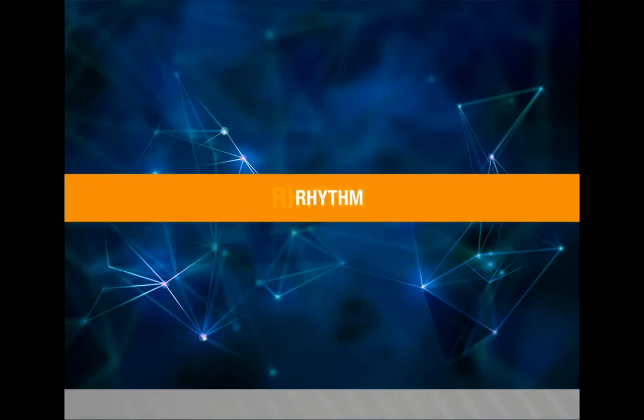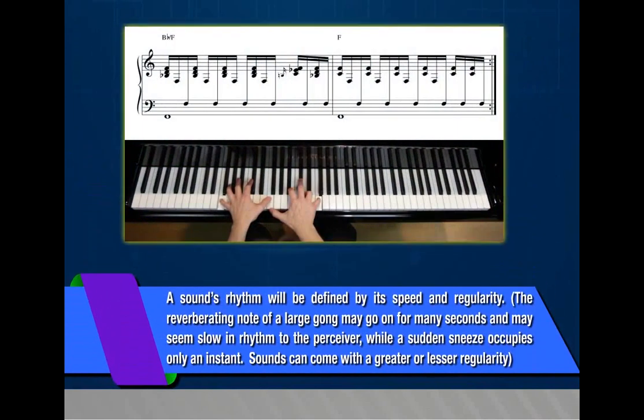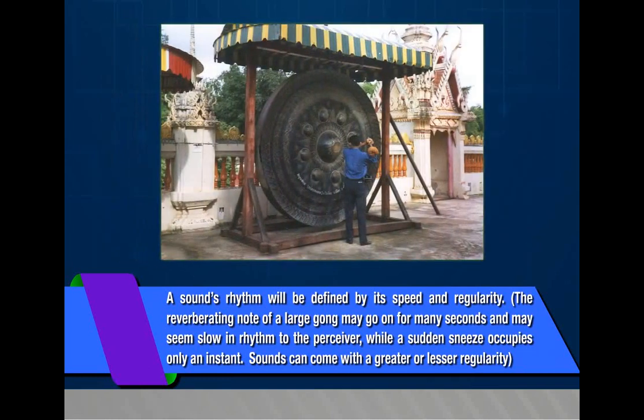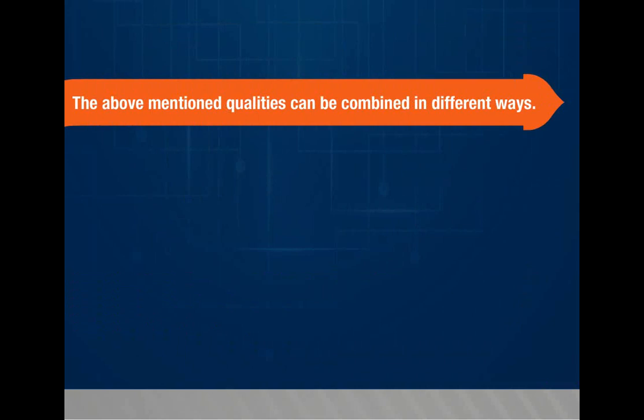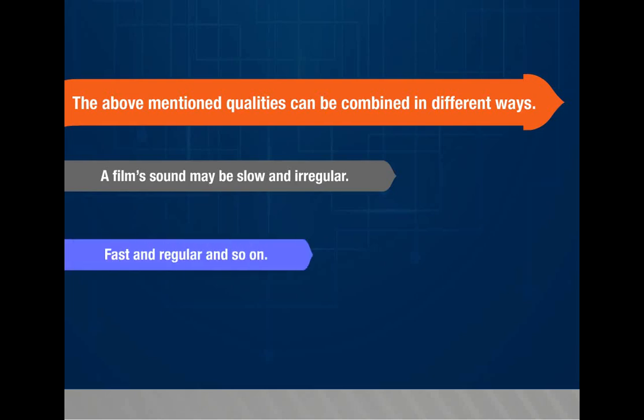Rhythm. In this video, we are going to see about rhythm. A sound's rhythm is defined by its speed and regularity. The reverberating note of a large gong may go on for many seconds and may seem slow in rhythm to the perceiver, while a sudden sneeze occupies only an instant. Sounds can come with greater or lesser regularity. These qualities can be combined in different ways. A film's sound may be slow and irregular, fast and regular, and so on.